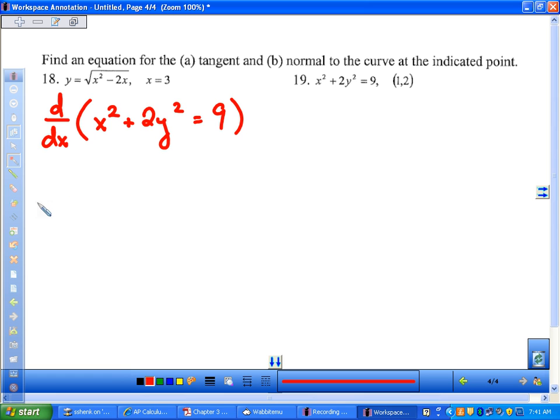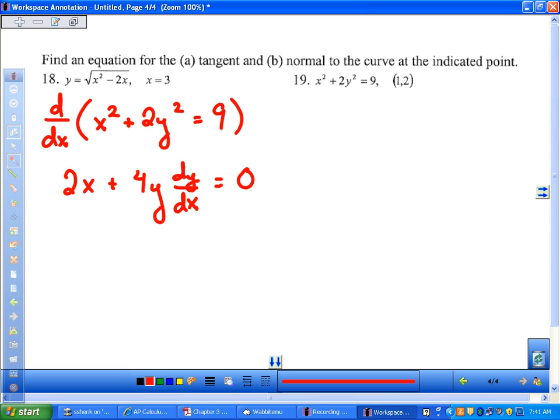What is the derivative of x squared? 2x. What is the derivative of 2y squared? 4y dy/dx. Good. We treat y as if it were an x, and then just tag on the dy/dx. That's the chain rule. y is a function of x, y is like u. So we take the derivative as normal and then tag on that dy/dx. The derivative of 9 would be 0.